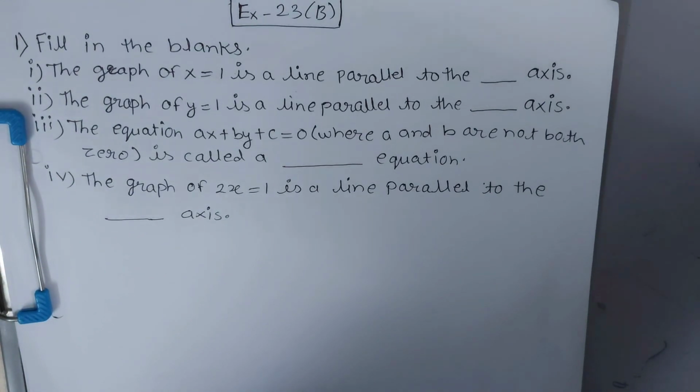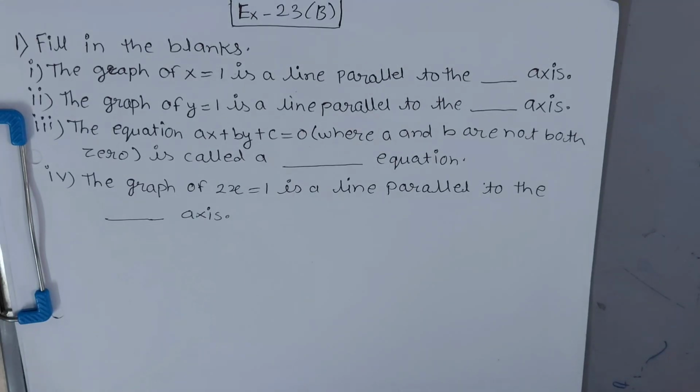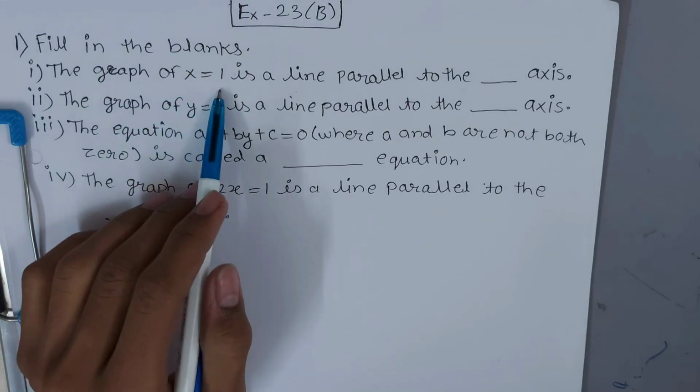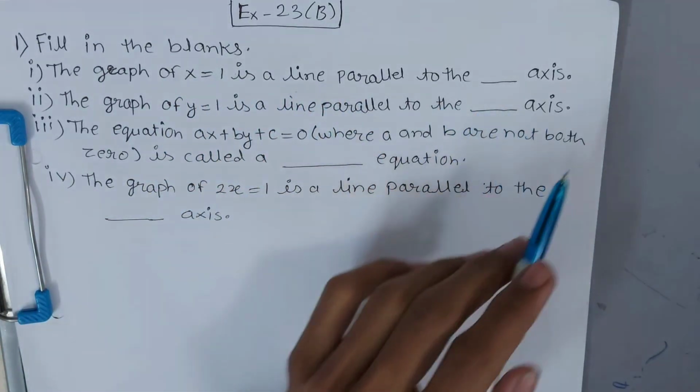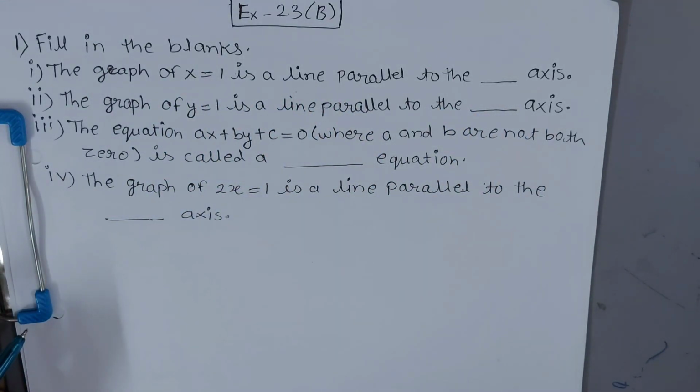In this video, we are going to solve ICSE Mathematics Class 8, Chapter 23, Linear Graphs, Exercise 23B, Question 1. This question says fill in the blanks. So we have to fill in some blanks given to us. What does it say? The graph of x equals 1 is a line parallel to the dash axis. So it is asking us what the graph of x equals 1 is, and which axis it is parallel to.